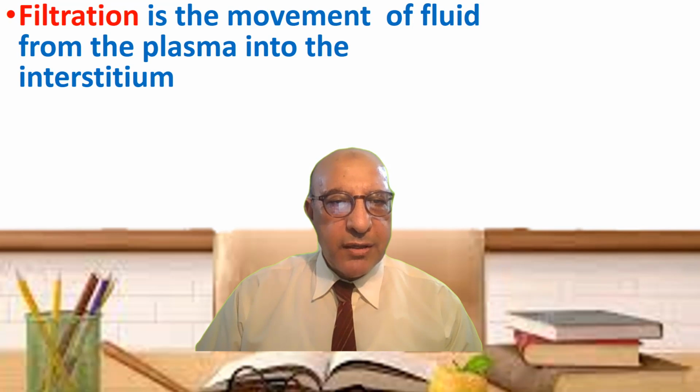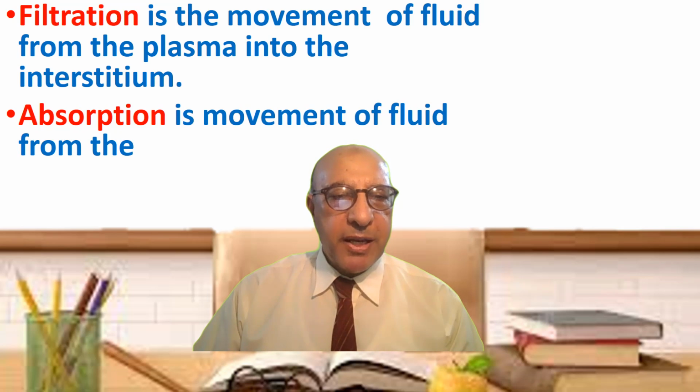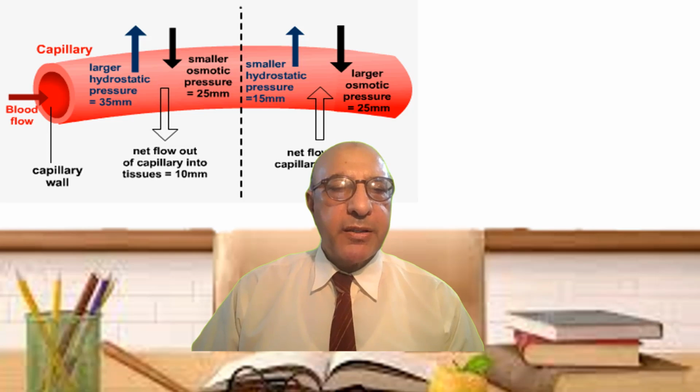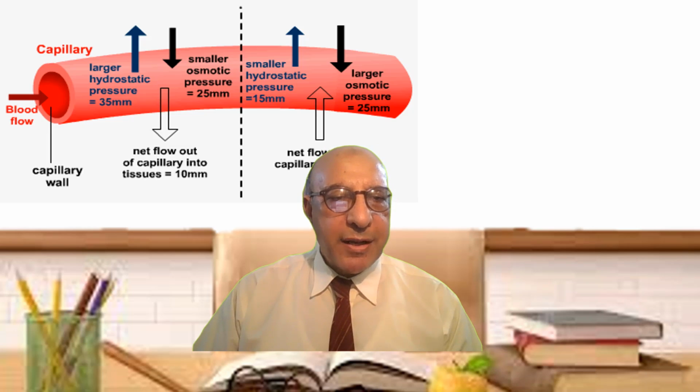Now, we have what we call filtration and what we call absorption. Filtration is defined as the movement of fluid from the plasma into the interstitial space, while absorption is the opposite. It is movement of fluid from the interstitial space into the plasma. If we look at this figure, it is very nice, showing a segment of the capillary. Here on the left side is the blood flow from the arterial side, from the arteriole, and at the other end, it is going back to the venule.